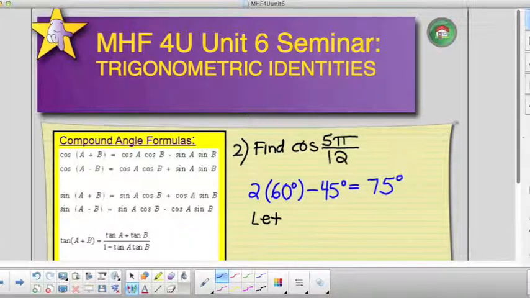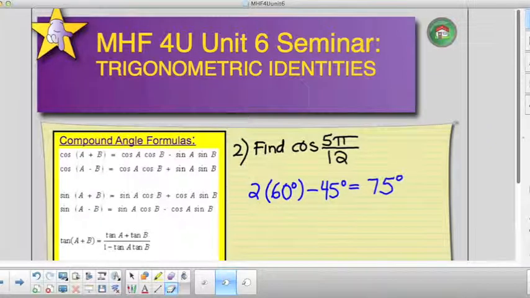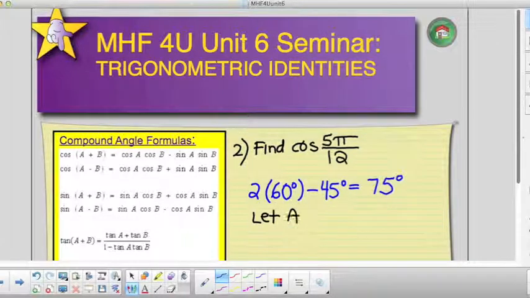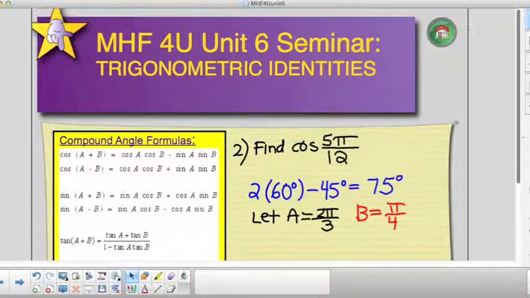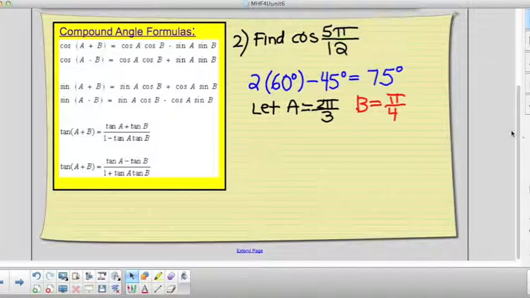So, 2 times 60 degrees is the same as saying 120 degrees, right? So I'm going to let my angle A be represented by 2 pi over 3. And I'm going to let B be represented by pi over 4. So notice I'm not saying 2 times pi over 3; 2 times 60 degrees generates 2 pi over 3. And now I'm going to substitute it into the corresponding formula.